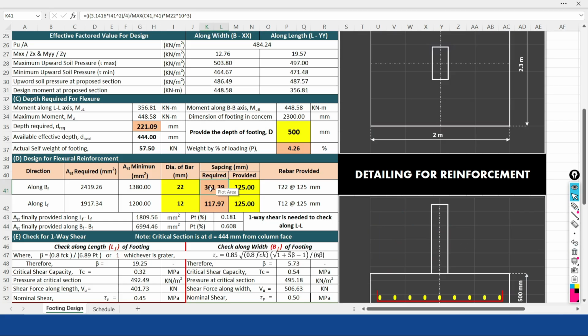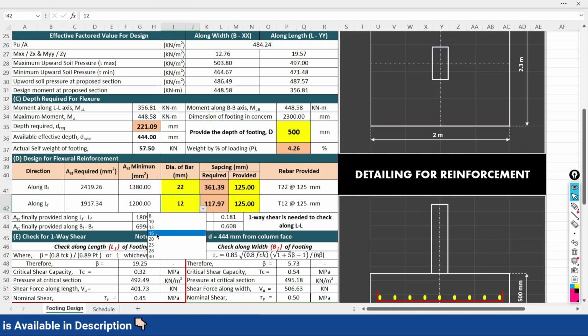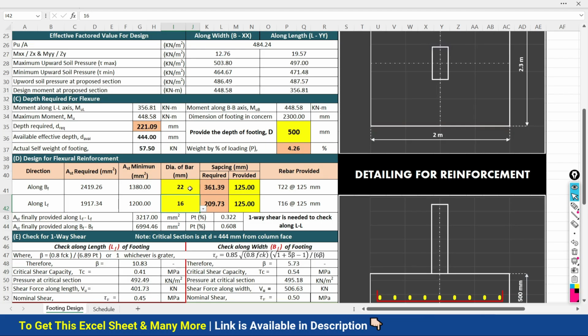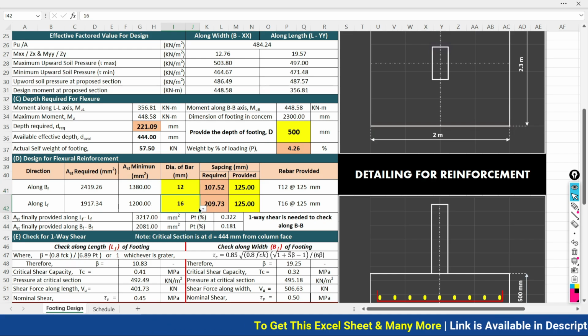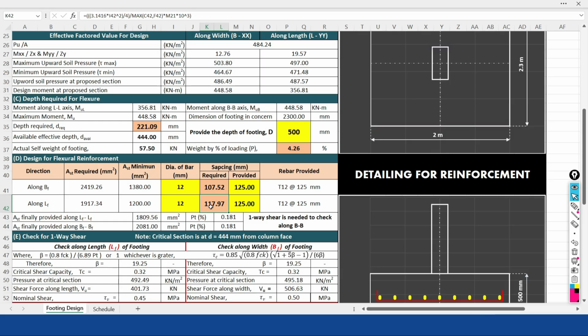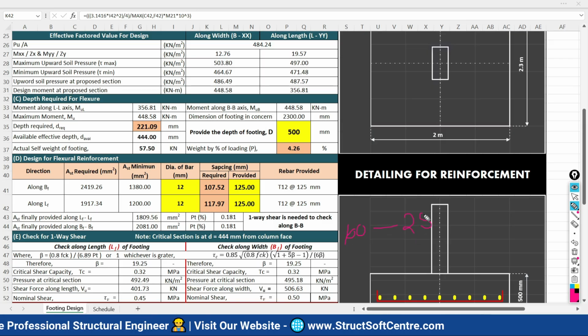Okay, so what to do here, the spacing is exceeding beyond 361. If I would like to provide a 16 mm diameter bar here, accordingly the spacing requirement will be that. But we don't need to provide this higher diameter of bars, I am just trying to explain. So here I am going to choose 12, here also I am going to choose the diameter of bar as 12. So if I use the 12 mm diameter bar, what spacing is required? 107, 117. And in normal cases we are not providing the spacing less than 100 mm as well. So the spacing we provide is between 100 and 250.